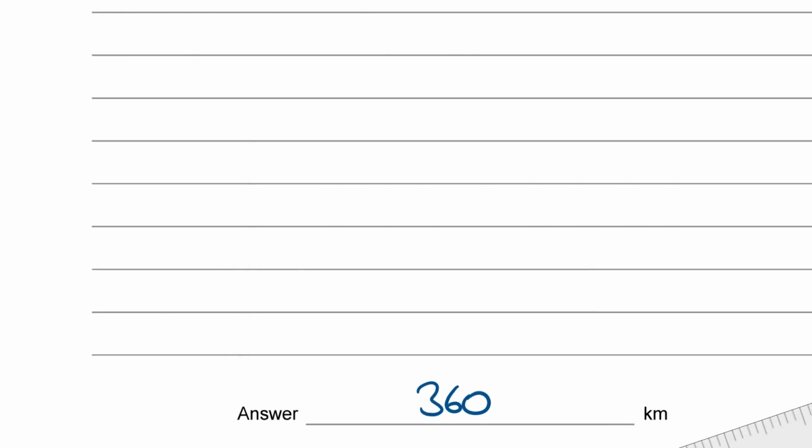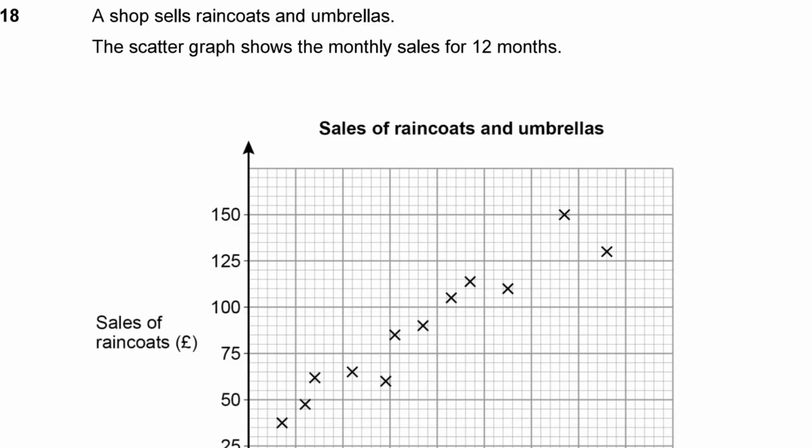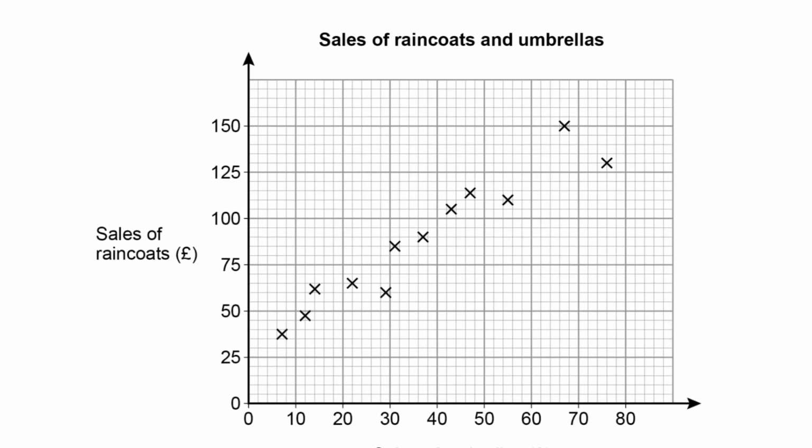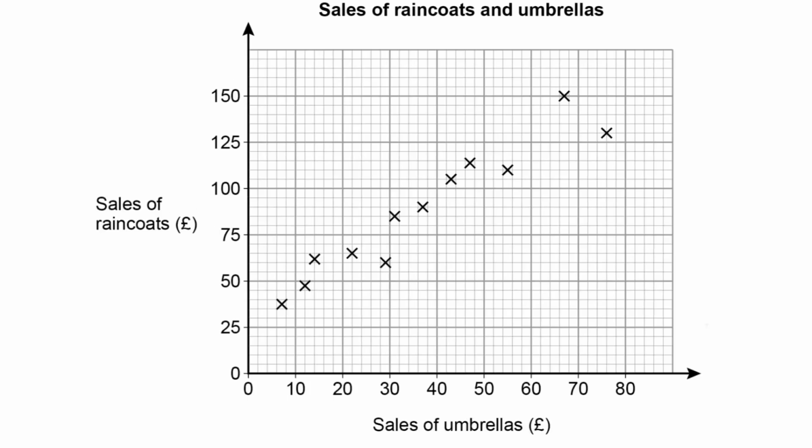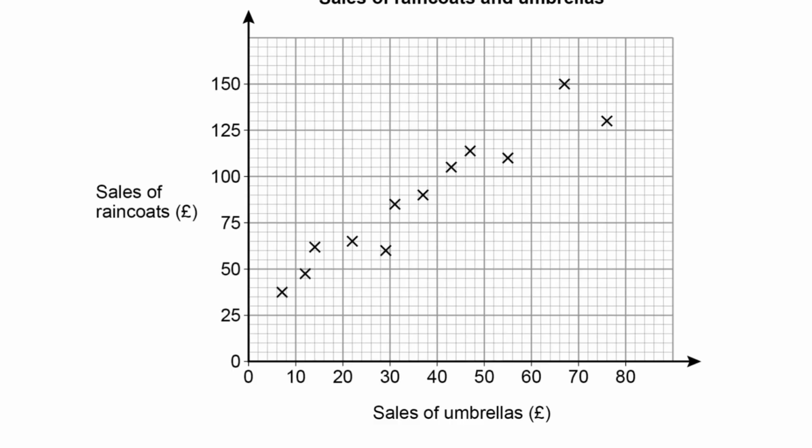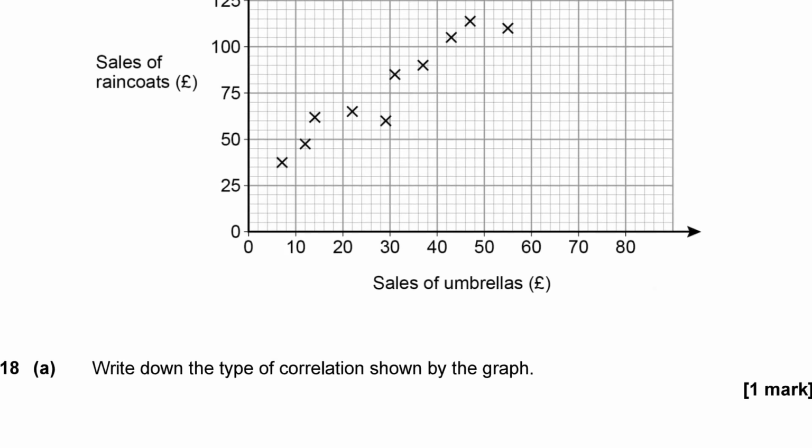360. Question 18. A shop sells raincoats and umbrellas, and the scatter graph shows the monthly sales from 12 months. So you can see throughout the year that the sales are generally going up. So you can see from the graph you've got vaguely strong positive correlation between the sale of raincoats and the sale of umbrellas, which is not that surprising because I'm assuming that raincoats and umbrellas are bought most when it rains a lot, and you tend to buy them together.